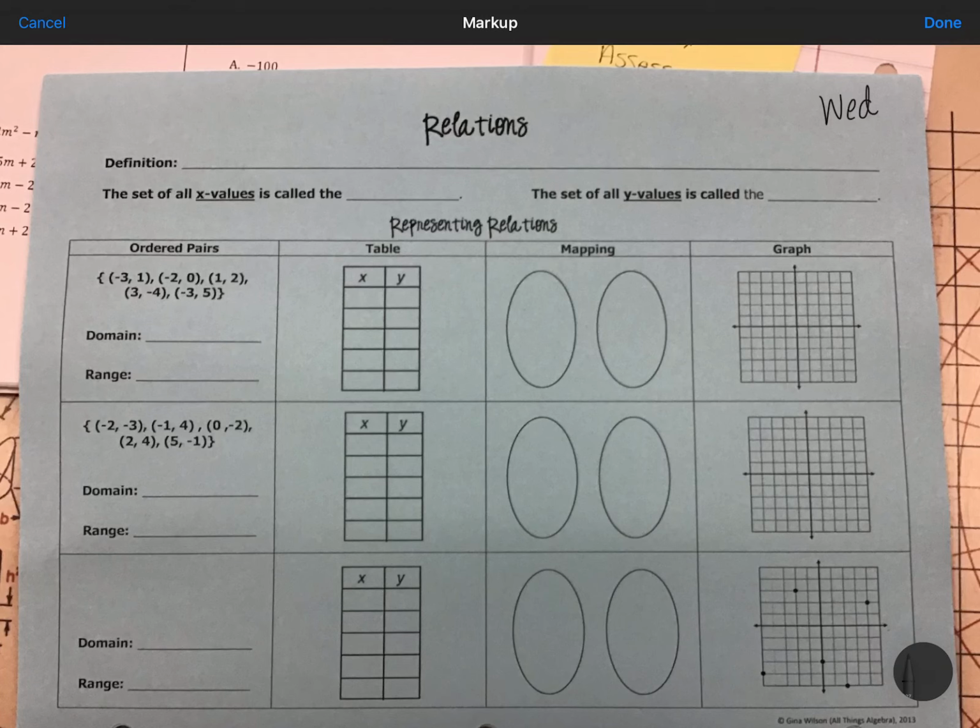Okay, we're going to talk today about functions and what a function is. Before we start talking about functions, we're going to look at what a relation is, because a relation helps you figure out functions.